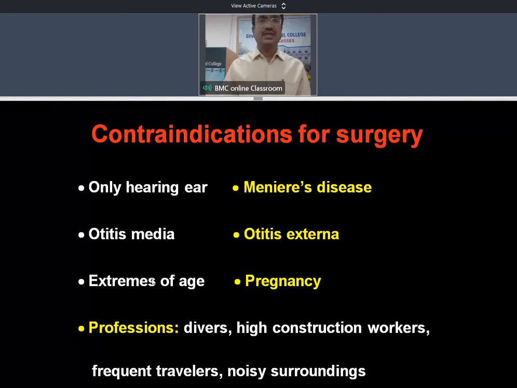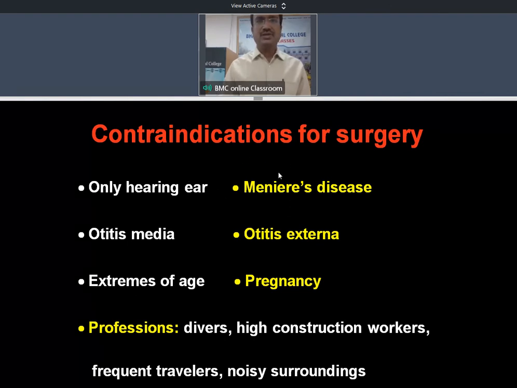A contraindication for doing the surgery is an only hearing ear. Suppose because of some other problem the other ear is completely deaf, then you should not go for surgical treatment in these patients, because there is a chance of damage to the inner ear during surgery. If we damage the inner ear, the patient will become completely deaf, because the other ear is already deaf. So these patients you can give hearing aids.